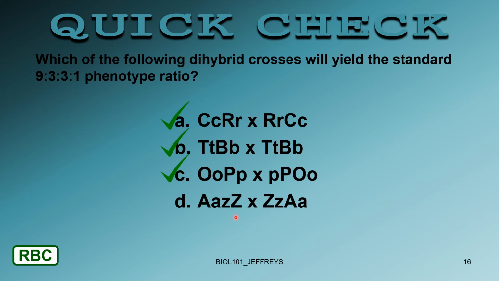Big A, little a, big Z, doesn't matter the order. Big Z, big A, little a, same thing. These are the same thing. Just jumble the letters, right? So all of these are going to display the 9:3:3:1 phenotype ratio. Be careful. Always look at what's going on genotypically. Don't take anything for granted there.